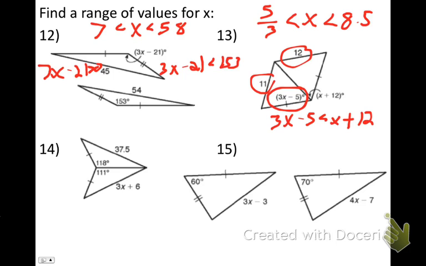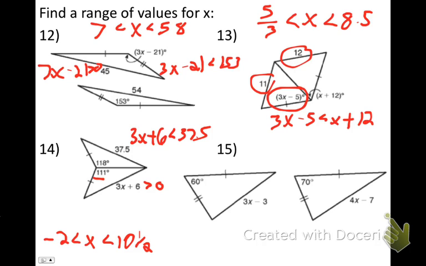Okay. Number 14. What do you get for an answer to number 14? What do you say, Max? Negative 2 is less than x, which is less than 10.5. Nice job, sir. I agree. Again, look at the angles. 111 is smaller than 118. So 3x plus 6 is less than 37.5. And the second half would be 3x plus 6 is greater than 0. And you need to work both those out. Nice job. And the very last one, number 15.